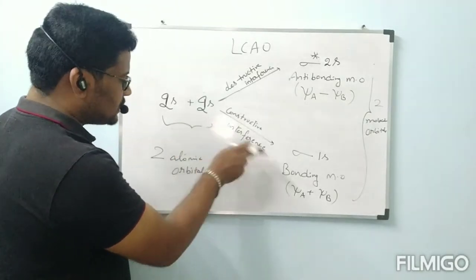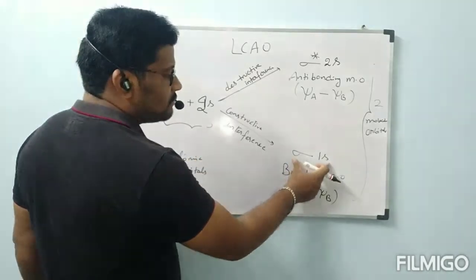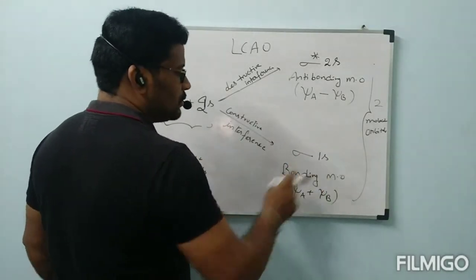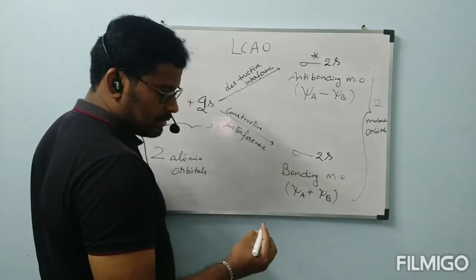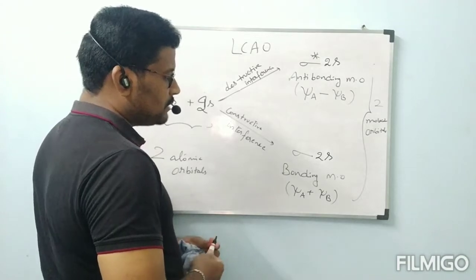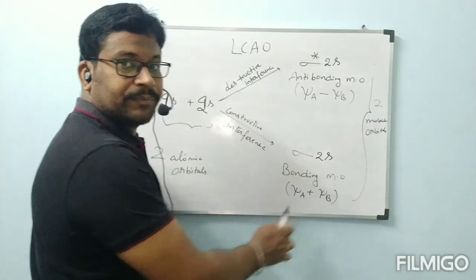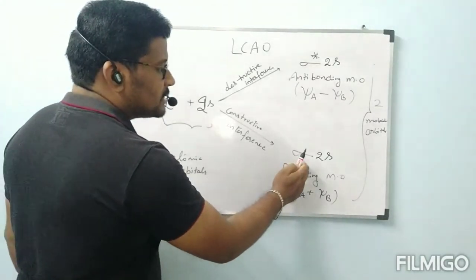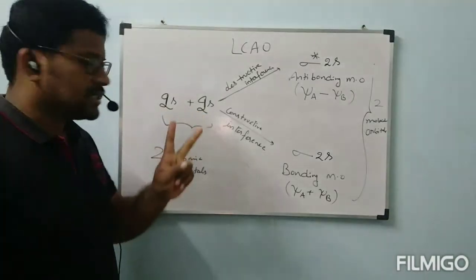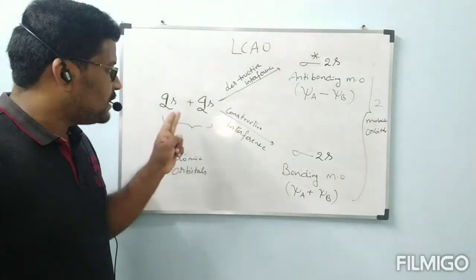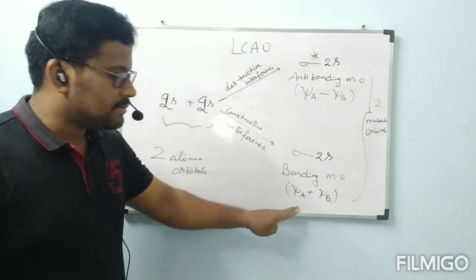In the same way, if they undergo constructive interference, they will form sigma 2s, which is said to be a bonding molecular orbital, represented by psi A plus psi B. Why did we write sigma 2s here? Because it is obtained from 2s and 2s. So when 2s and 2s, two atomic orbitals, undergo constructive interference, they form sigma 2s, which is a bonding molecular orbital.